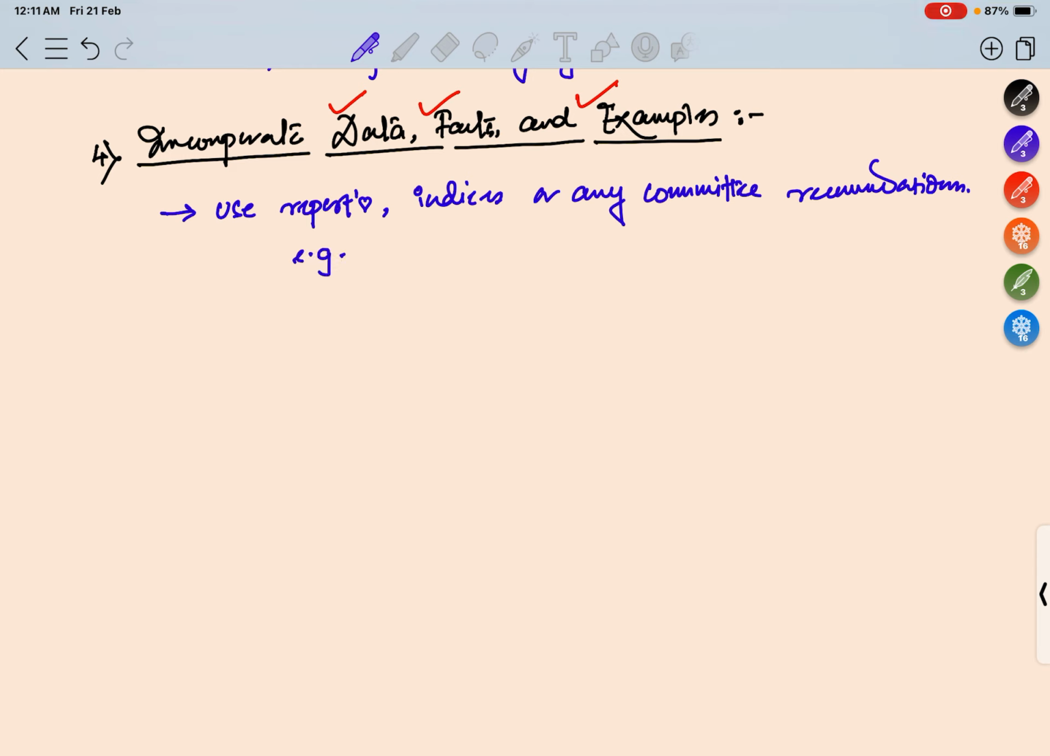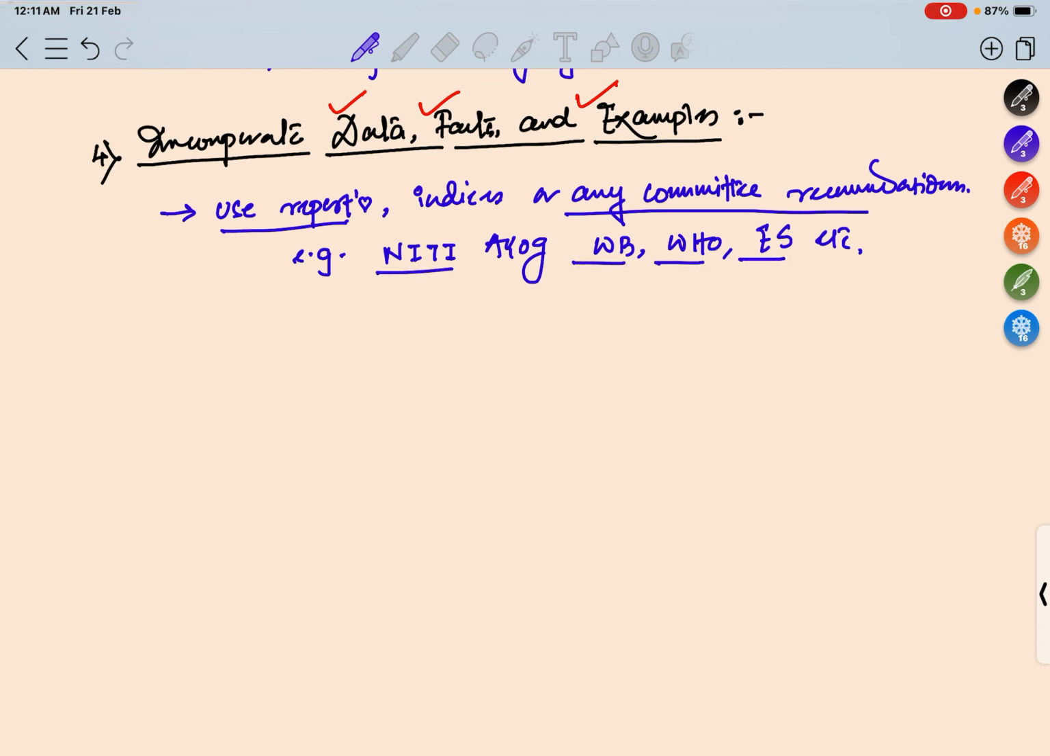For example, Niti Aayog, World Bank, WHO or economic survey, etc. When there is a question, try to incorporate some reports or committee recommendations from Niti Aayog, World Bank, WHO, economic survey, or anything like that.